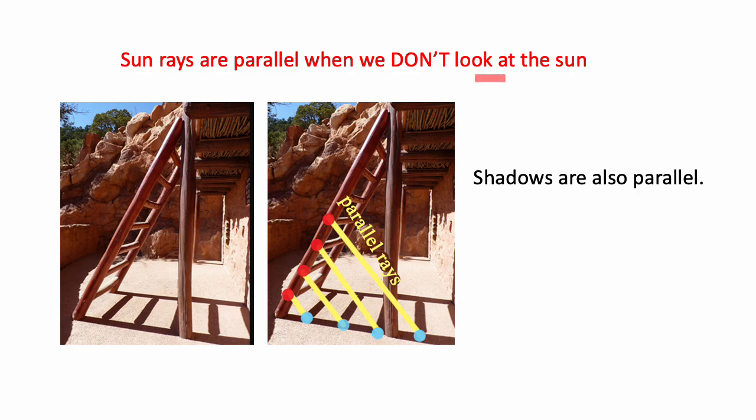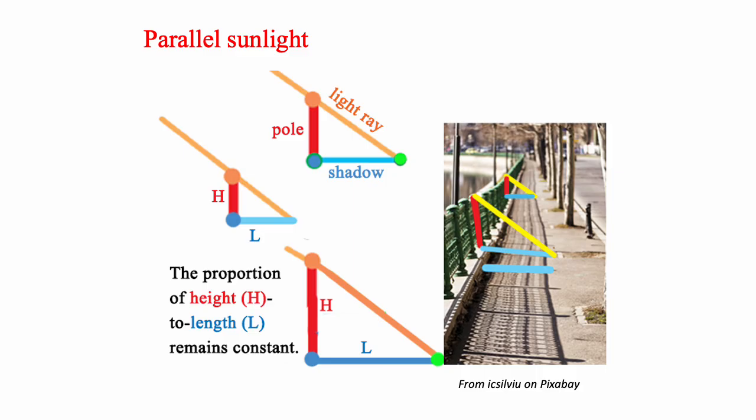When we don't look at the sun, the rays are parallel, so the shadows are also parallel. Here we connect the rungs to their shadows on the ground to find that the sun is in the upper left and the light rays are parallel. So the shadow lines are either parallel or converging. With parallel sun, the proportion of the height of the pole to the length of its shadow remains constant. Let's say this pole is 1x and its shadow is 1.5x. Then if you go to this distant one, this is still 1x and 1.5x.